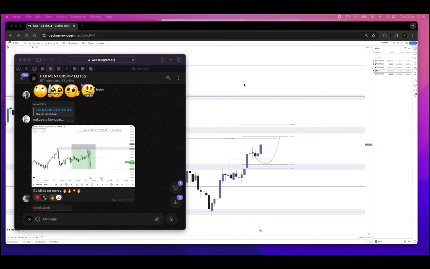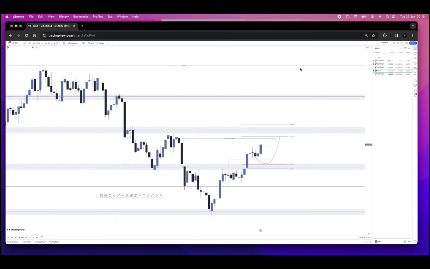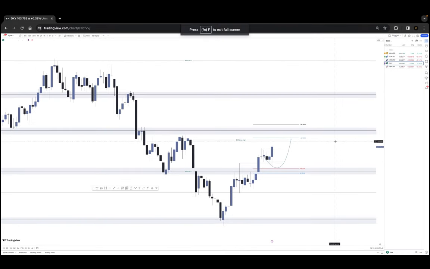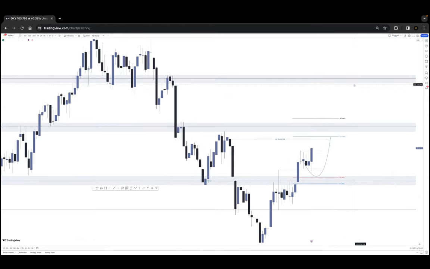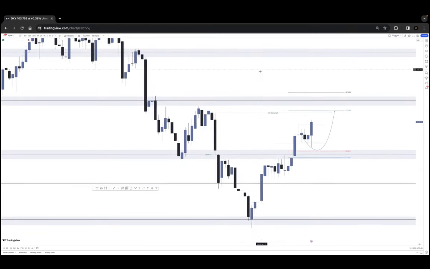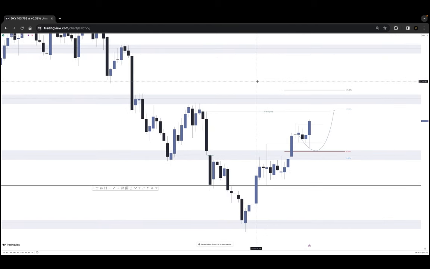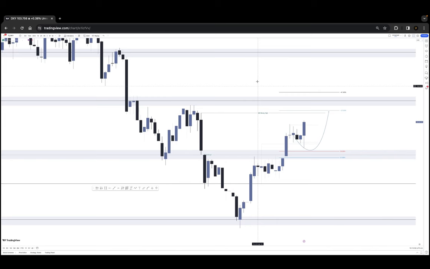Let's jump into it. This chart here is all about the DXY. What I see on DXY is all about bullish market momentum. Now I will scale this so that it is easy for you to see what I can see here. So this is DXY on the daily time frame.